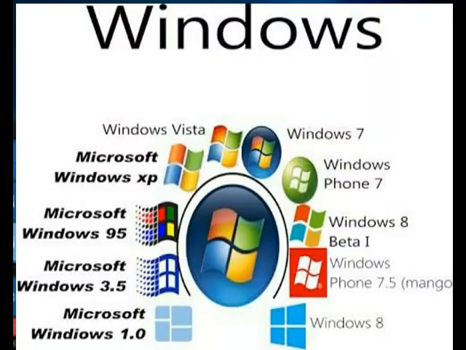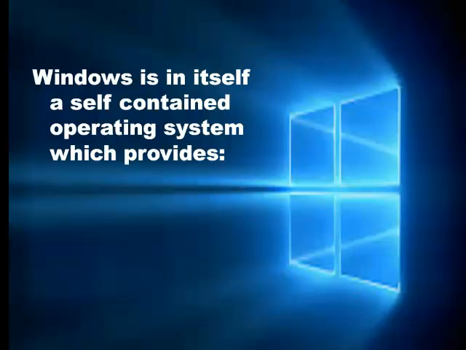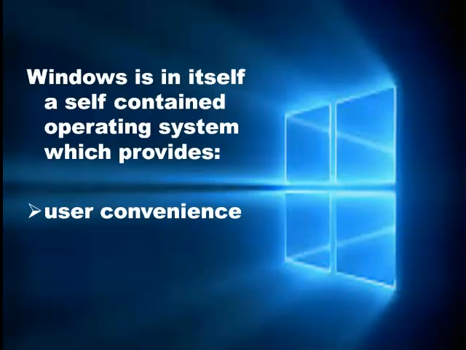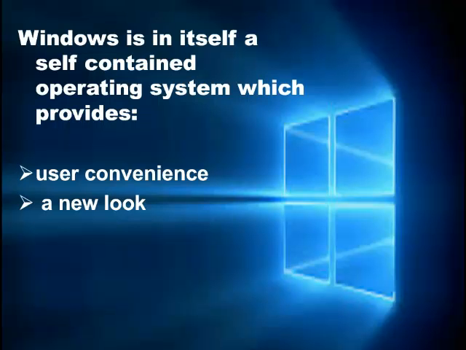Windows 95, now improved with Windows 2003 and 2007, is a software designed for Microsoft Windows. Actually, Windows is in itself a self-contained operating system which provides user convenience. You just click a file name to retrieve data or click from program to program, as easy as changing channels on your TV screen. A new look has fancy borders, smooth and streamlined text fonts.